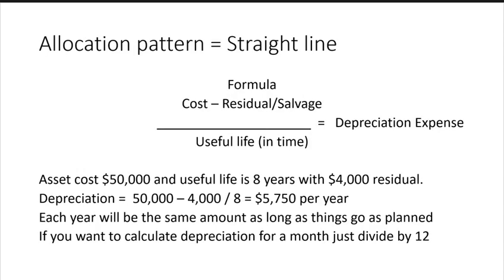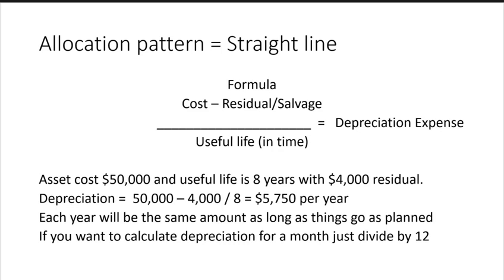So the first allocation pattern to allocate these costs over time we're going to learn about is straight line. This is the one that is used most often because it's the easiest and because it's straightforward, easy to understand. So the cost minus the residual or salvage, whatever term you're using, divided by useful life in time. It's measured typically in years, but you could do it in months, so it doesn't matter. But useful life measured in time equals a depreciation expense.